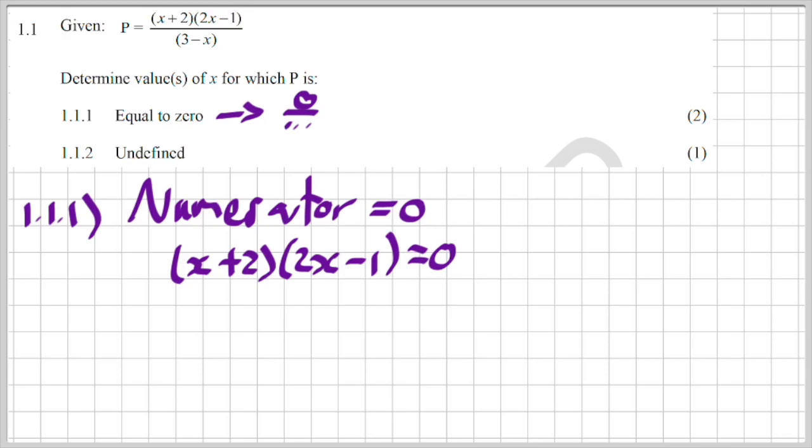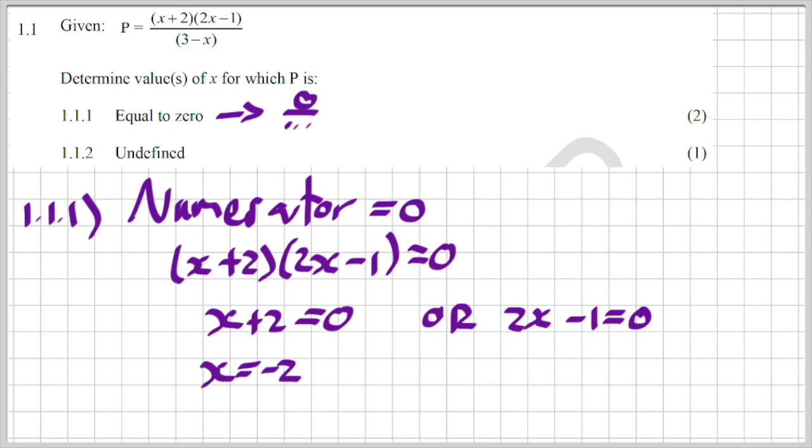That's the reason why it's only 2 marks, because all I actually have to do is make x plus 2 equal 0 or 2x minus 1 equal 0, which means my two options are x is either negative 2 or 2x is 1, leading me towards x being a half. You might come and say, but what about the 3 minus x? That's in the denominator. It has no effect on where the expression is equal to 0. But it does have an effect on 1.1.2.